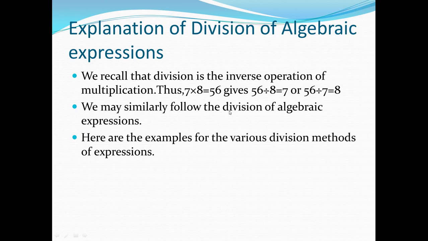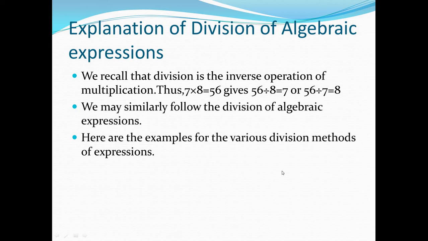We recall that division is the inverse operation of multiplication. 7 multiplied by 8 can be written as 56. That gives 56 divided by 8 equals 7, or 56 divided by 7 equals 8. So, we will recall this. We know that the inverse operation of multiplication is division. So, we may similarly follow the same method for the division of algebraic expressions.